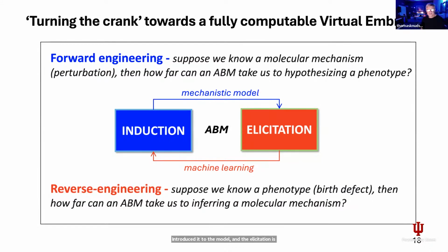Or you can reverse engineer the system. So suppose you know a particular phenotype, such as say a birth defect. How far can the agent-based model take us to inferring a mechanism? And actually, I think probably the truth is somewhere in between. It's got applications both ways, and the success of these models is really dependent on the amount of biology that we put in.